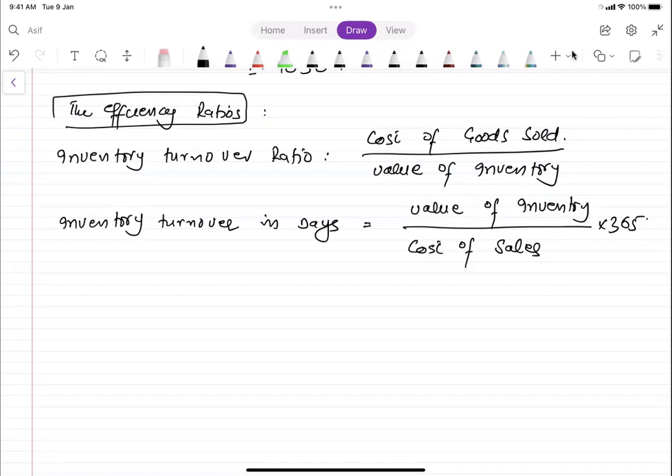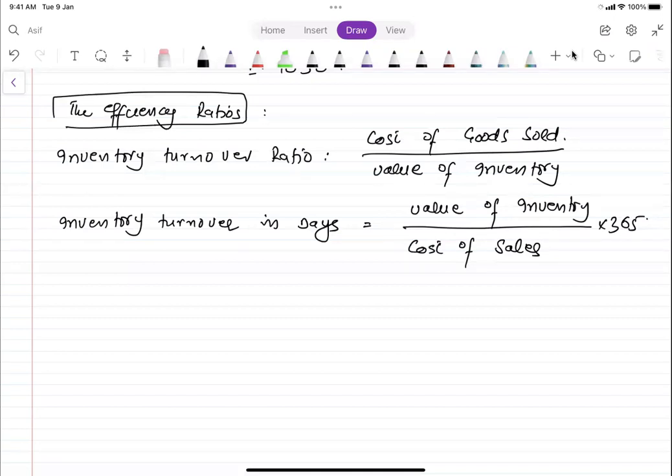For the measurement of the ratio, we use cost of goods sold divided by value of inventory. Please remember that there is no 100 in this formula. Although we write it as a ratio, we do not put the 100 into the formula. Otherwise, when we are calculating ratios, we multiply by 100. But in this formula, we are not multiplying. Please remember this in paper 2.